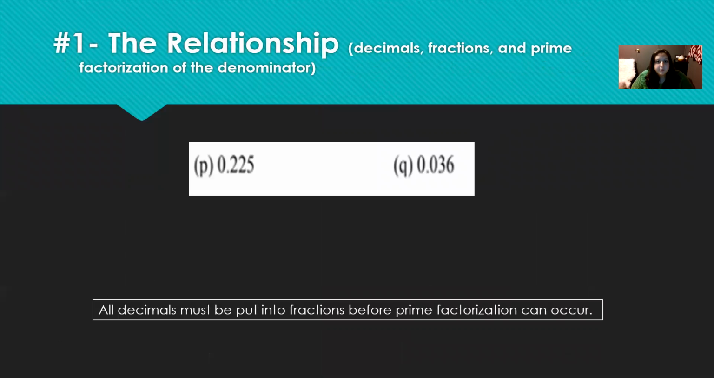The relationship between decimals, fractions, and prime factorization of the denominator is that all decimals must be put into fractions before prime factorization can occur.